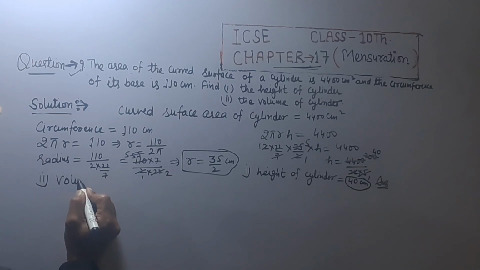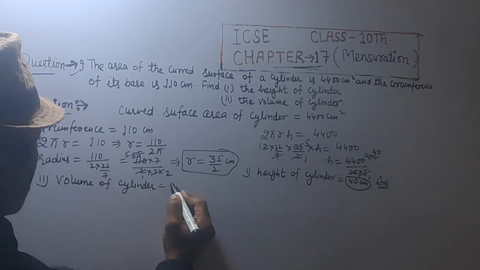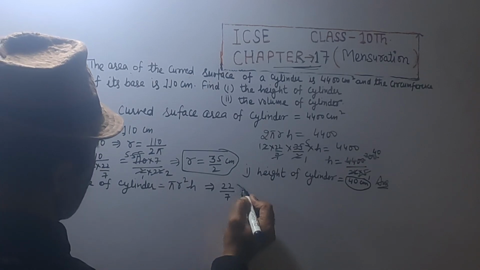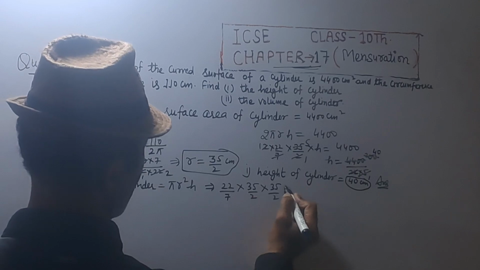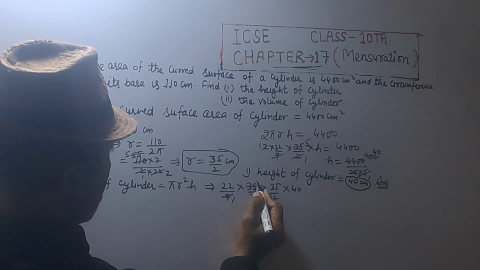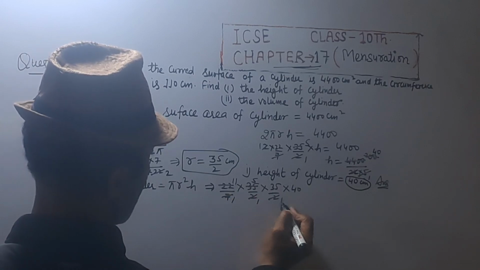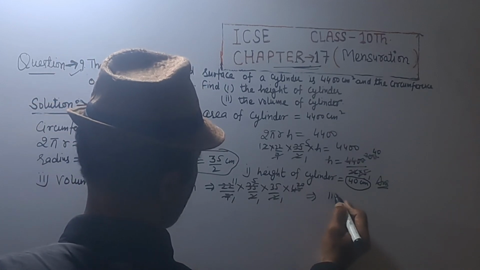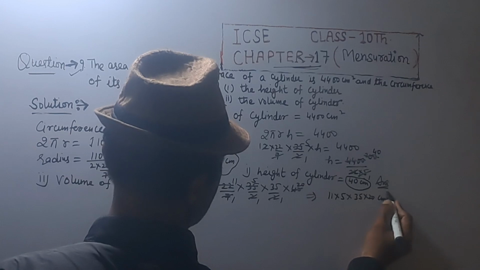Second part, volume of cylinder is equal to pi r square h, which implies 22 upon 7 into radius is 35 upon 2 into 35 upon 2 multiplied by height is 40. 7 1s are 7, 7 5s are 35. 2 1s are 2, 11 2s are 22. 2 1s are 2, 2 2s are 40, which implies 11 into 5 into 35 into 20 centimeter cube.